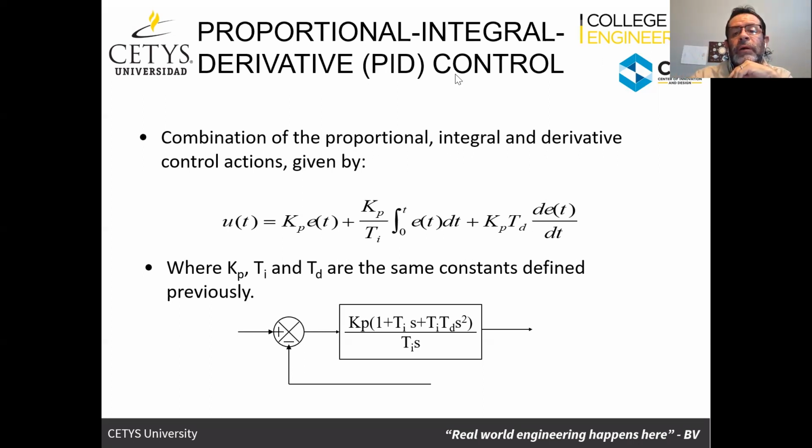And so that is an integral action. The combination of the proportional and the integral is called a PI controller. So the proportional integral controller is used mainly when we are trying to improve the steady state. And then we talked about the derivative controller.